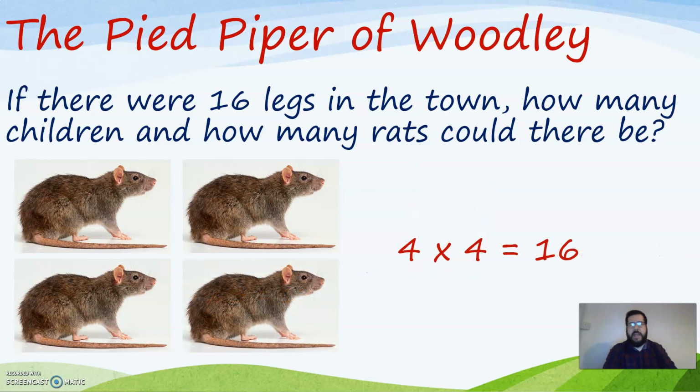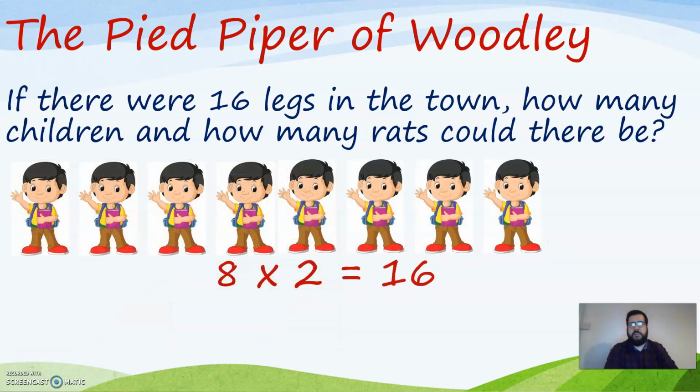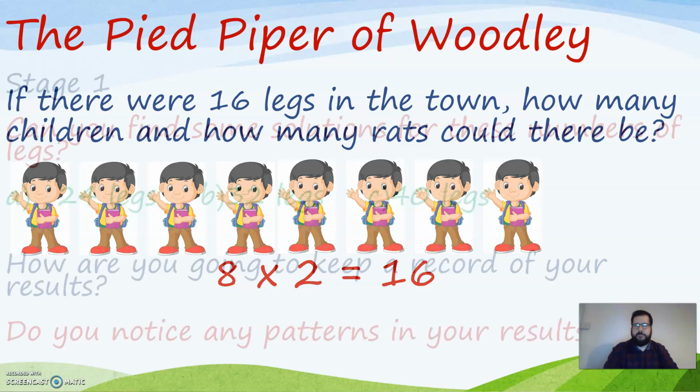So that's one possible combination of rats and children that make up the number 16. We could also, of course, have 4 rats. 4 rats times 4 legs equals 16. So there could just be 4 rats and absolutely no children in the town. We could, of course, have 8 children. 8 children multiplied by 2 legs gives us 16 legs. So maybe there are no rats at all in the town. There are just 8 children each with 2 legs. So there's 3 possible combinations if the number was 16.